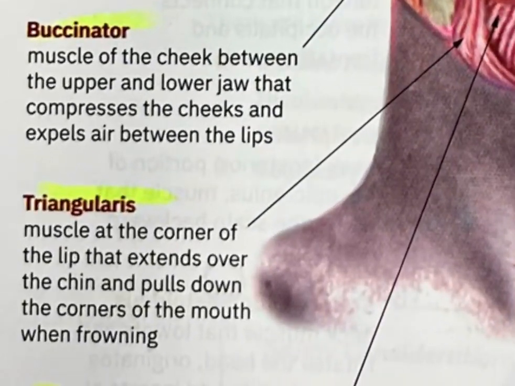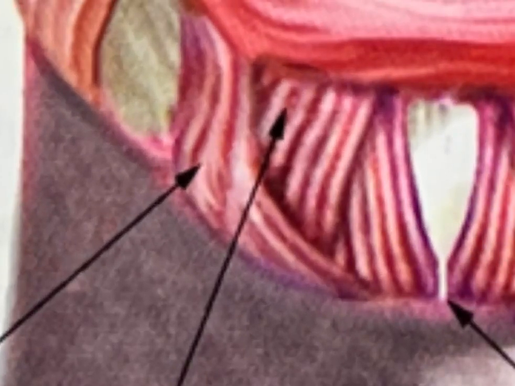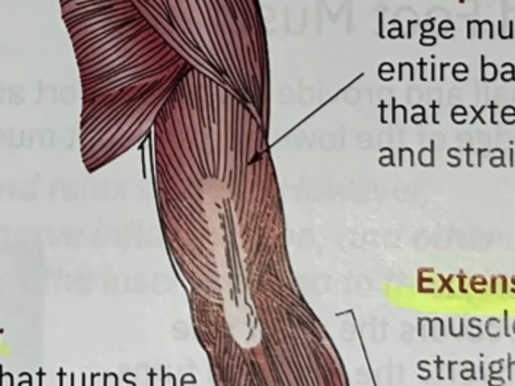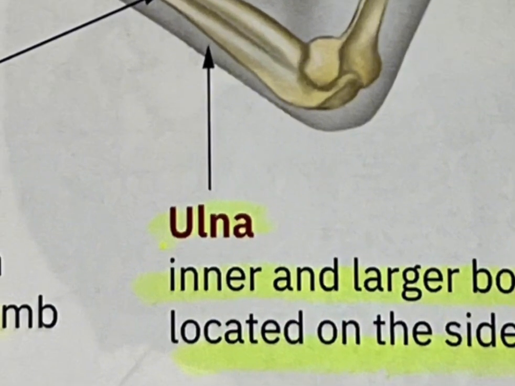Triangularis, muscle at the corner of the lip that extends over the chin and pulls down the corners of the mouth when frowning. Tricep, large muscle covering the entire back of the upper arm that extends the forearm and straightens the elbow. Ulna, inner and larger bone in the forearm located on the side of the little finger.